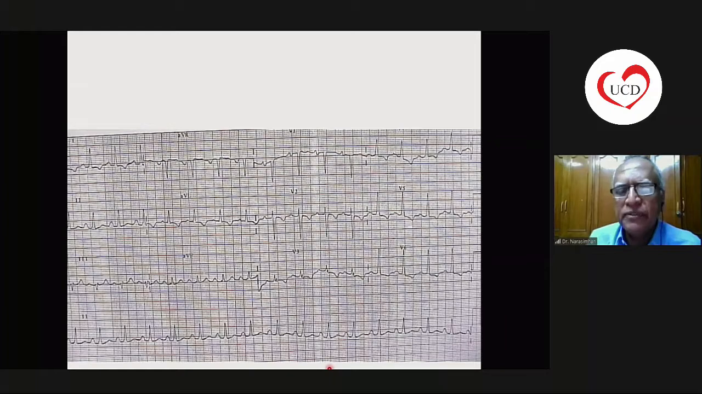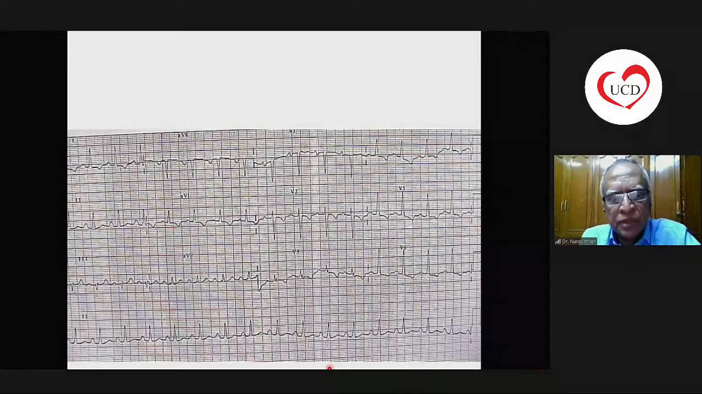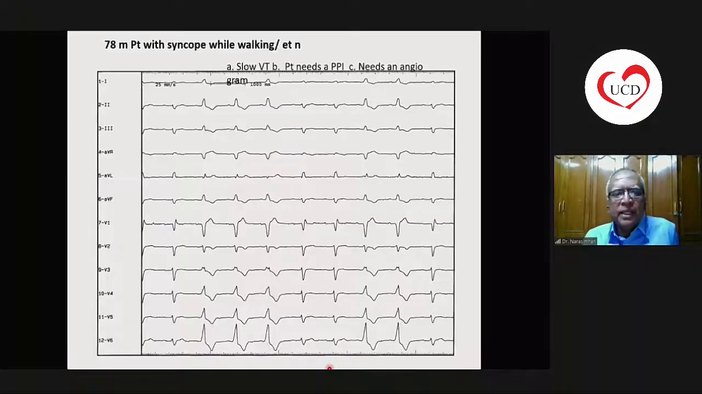For example, the most difficult thing for a physician who saw a 17-year-old boy was to differentiate whether it was a seizure or whether it was a cardiac syncope presenting as seizure. Luckily, this patient was picked up, otherwise we would have been on lifelong drugs which are not going to be effective. This is a 78-year-old person with syncope while walking with a normal effort tolerance. What do we think? Slow VT, he needs an angio or a PPI.